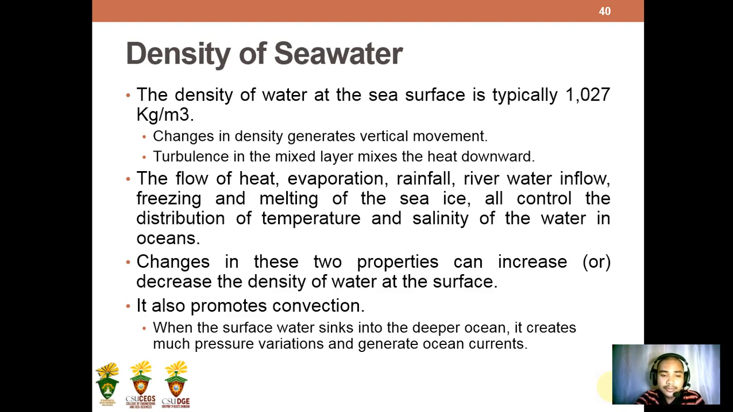So, density of the seawater also promotes convection. This means that when the surface water sinks into the deeper ocean, it creates much pressure variation to generate ocean currents.